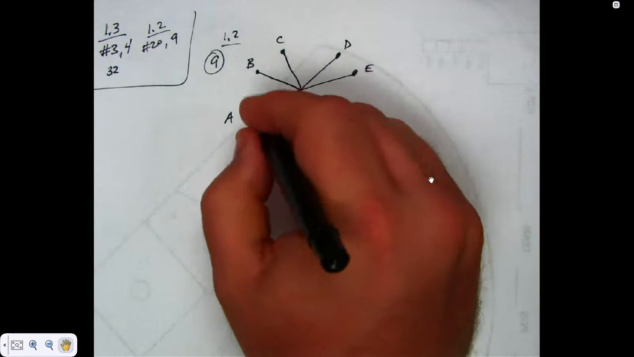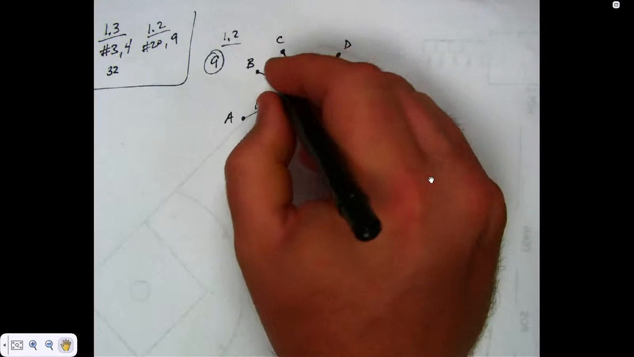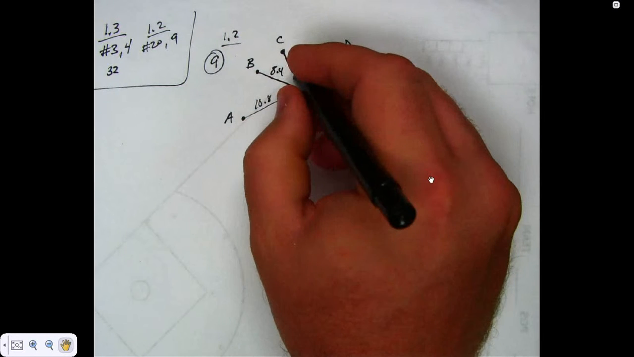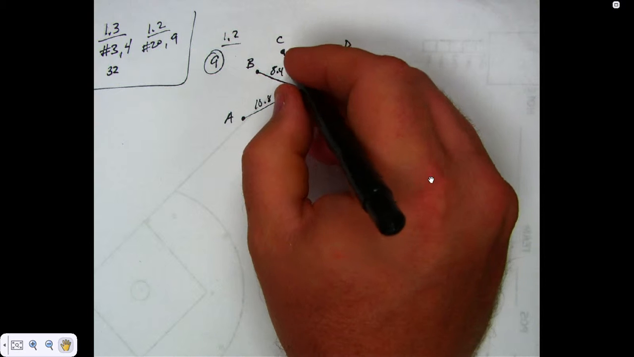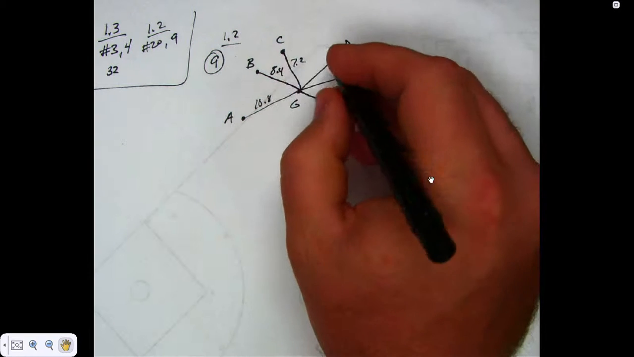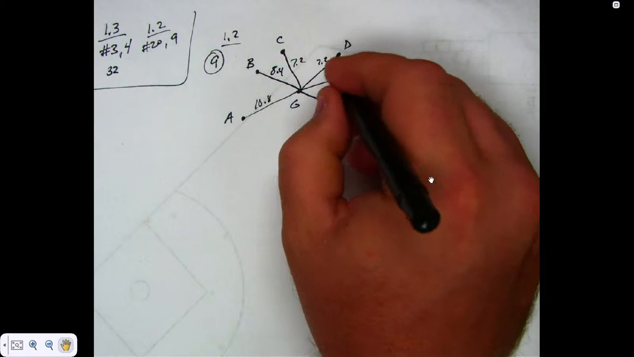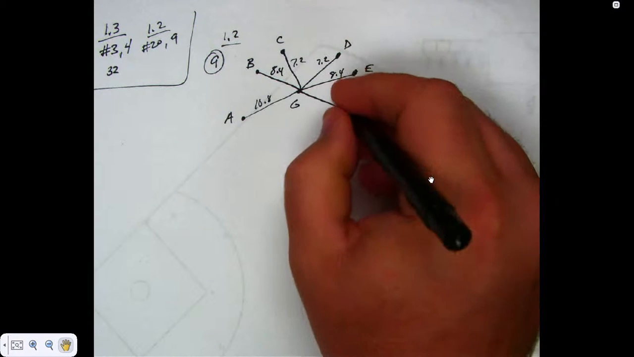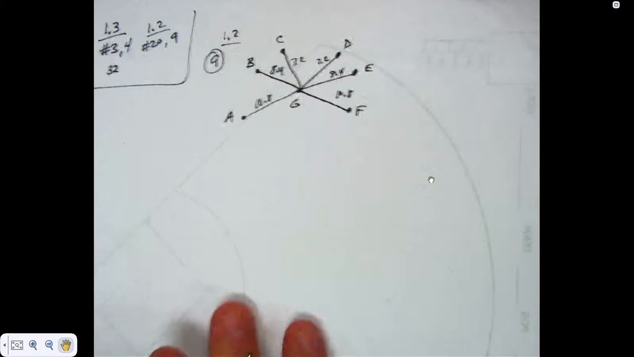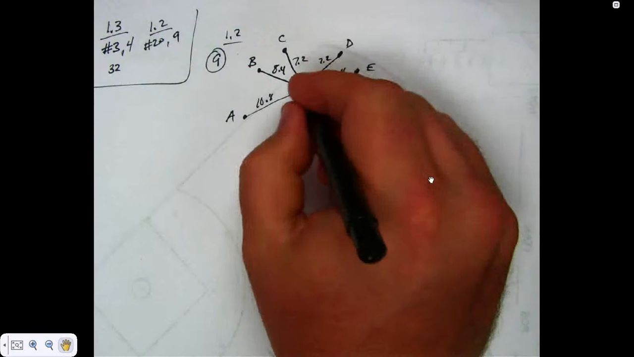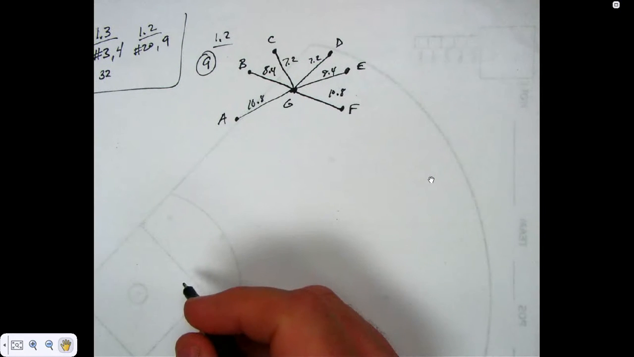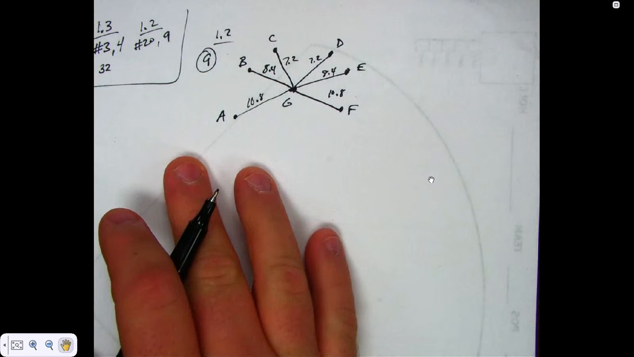This is what, 10.8, 8.4, 7.2, 7.2, 8.4, 10.8. Okay, they want us to name what? The congruent segments, correct?